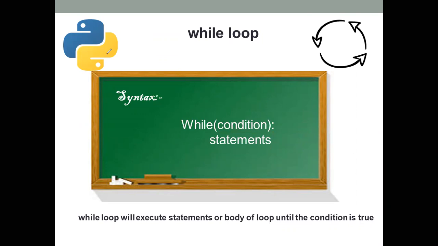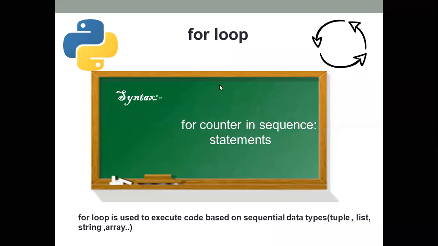The next one is for loop. This for loop is used to execute code based on sequential data types. The sequential data types in Python are tuple, list, string, array, in which each element is accessed with the help of the membership operator, which is in. It means this statement is executed until all the members are processed by the for loop.